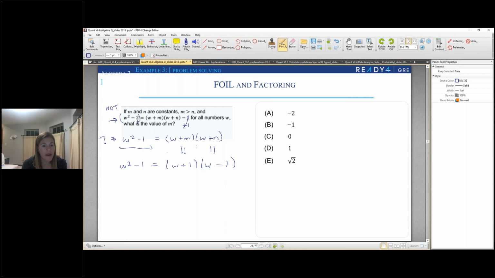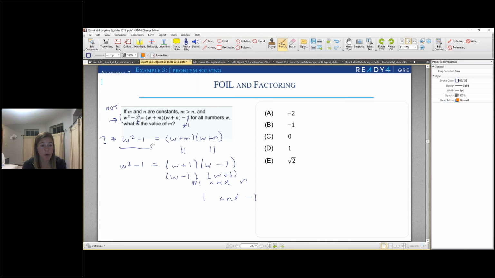So we know then that m and n have to be 1 and minus 1. But the thing is, we don't know which is which, right? This could be (w minus 1)(w plus 1). We don't really know. It would be the same thing. We just know that it's got to be a 1 or a minus 1, okay?